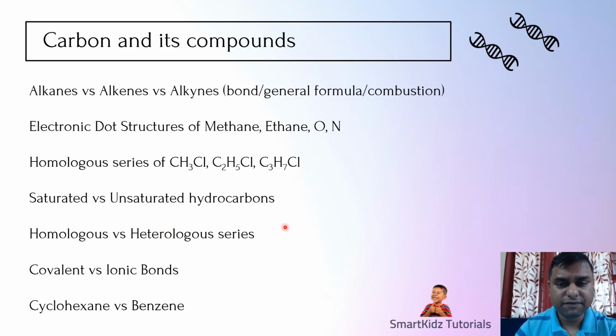Then saturated and unsaturated: I have already discussed that saturated are the ones which have single bonds, and unsaturated could be double or triple bond, or double and triple bond can also be in the same hydrocarbon. Homologous and heterologous series, a differentiation between the two. Covalent and ionic bonds. Cyclohexane versus benzene: even if you know the structure, in benzene you will have 3 double bonds, but in cyclohexane it's all made up of single bonds, but both are cyclic structures. So certain things that I mentioned over here can come.